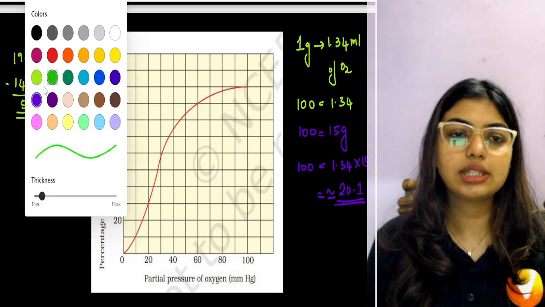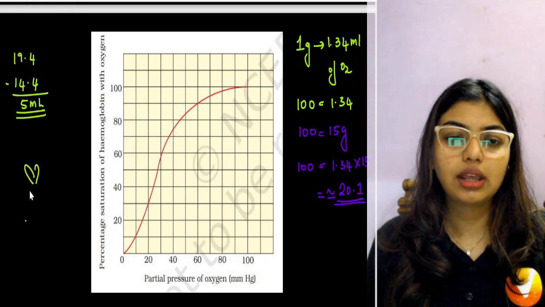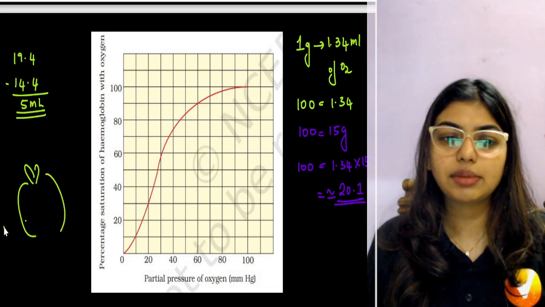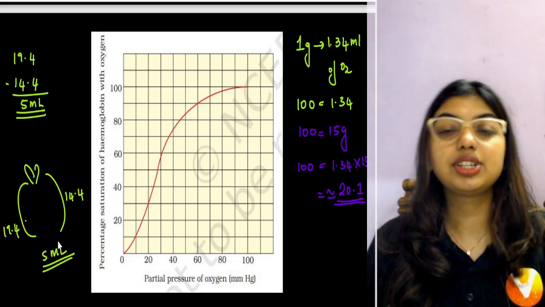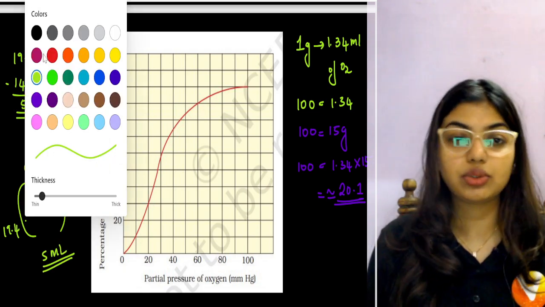Then we have something called the arterial system, that is from the heart, and the venous system. The arterial system is around 19.4, the venous is around 14.4, and when we subtract, we get 5 ml. This calculation is there, and there is one more calculation, but you don't have to know it.